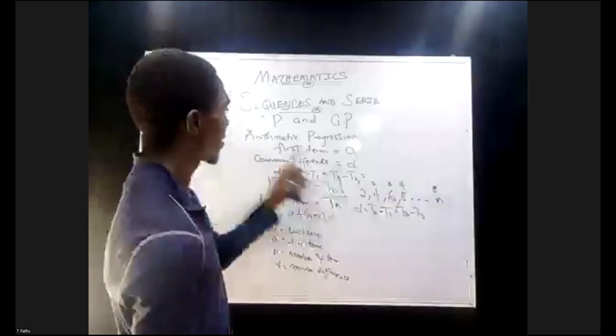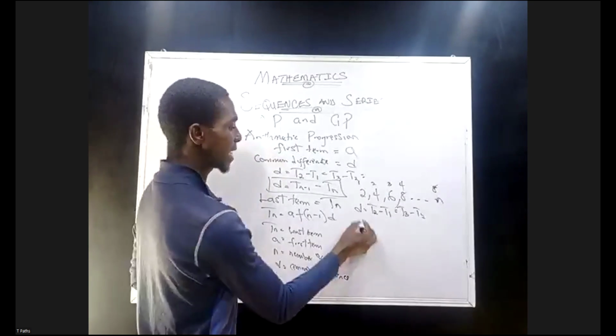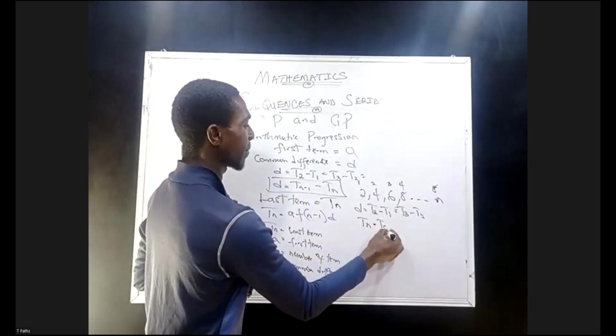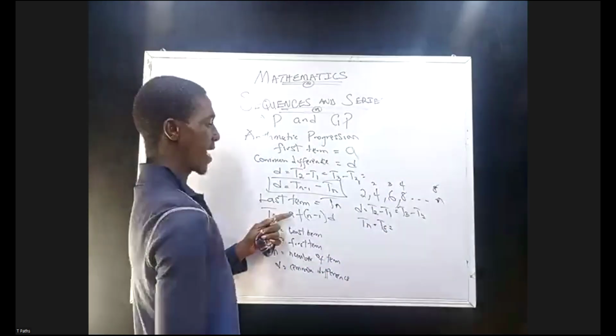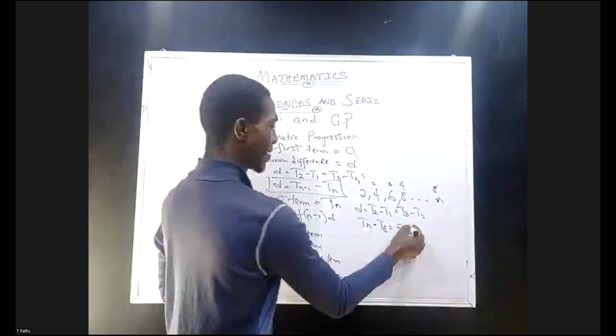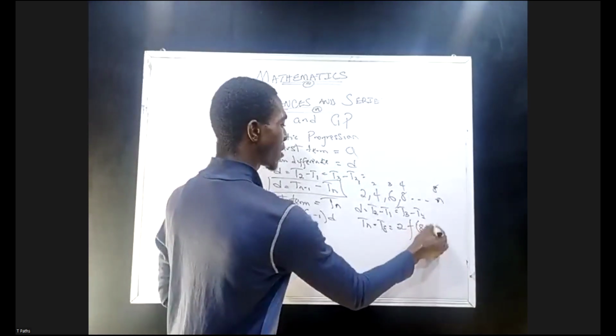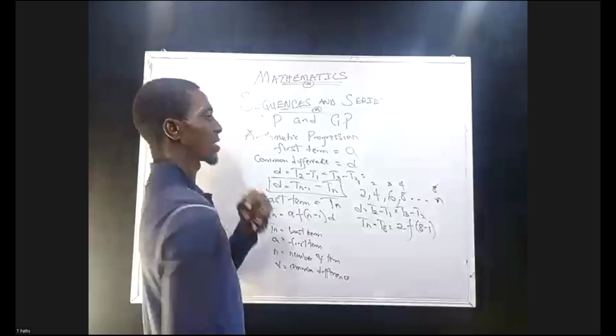Using an arithmetic progression, the nth term, which is my 8th term, equals A, which is my first term. The first term is 2. Then plus n, which is the number of terms I'm looking for, the 8 minus 1, times the common difference.